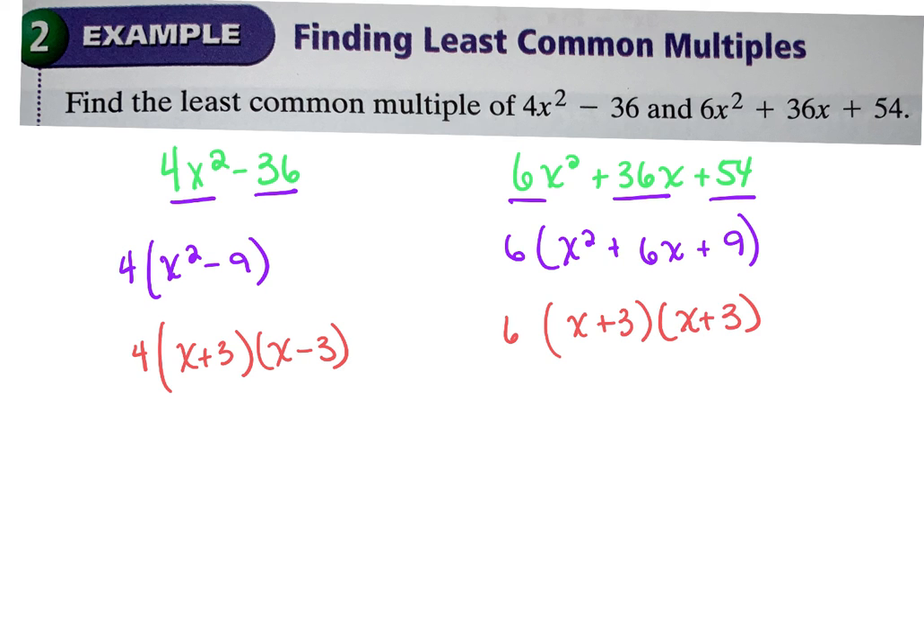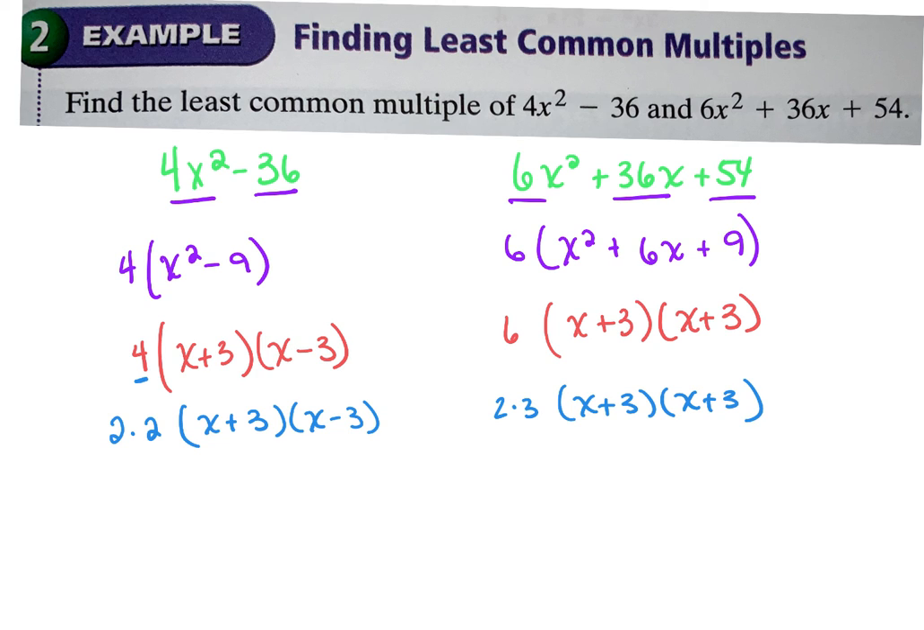Now, if I were doing this all together, this is actually not prime. 4 is not prime. Have I gotten to prime factorization at this point? No. What can I break 4 down into if I'm doing true prime factorization? 2 and 2. All right. The 6 is also not prime. What can I break the 6 down into? 2 and 3. And so now I have to account for every single piece of this in order to get a common denominator. Does everybody see that? All right.